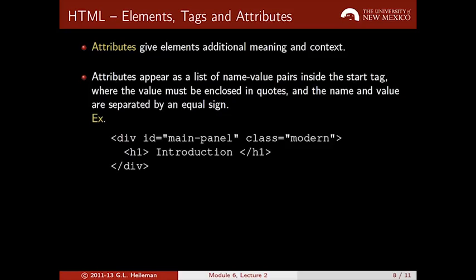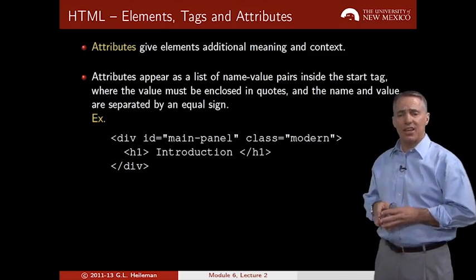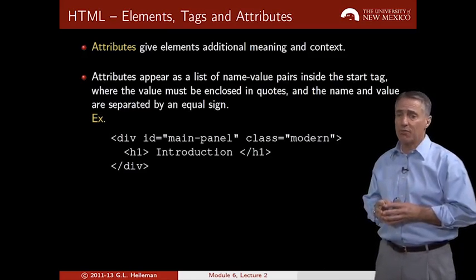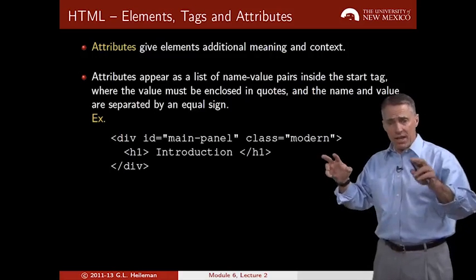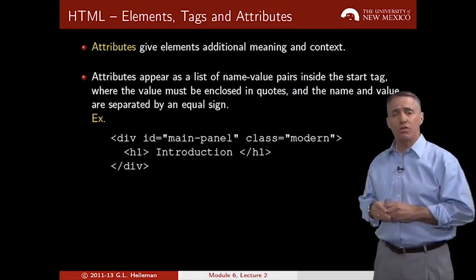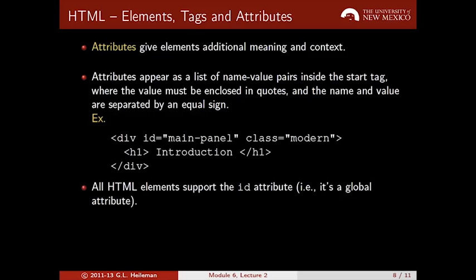So here's an example. You've already seen one. This is the same one as before, but I've added one more attribute here. We've got the div, and then the attributes here are an id attribute and a class attribute. It's a list, and there are no commas between the elements in this list. The first element in this list is id equals, in quotes, main panel. The second element of the list is class equals, in quotes, modern. And again, we'll use these attributes to help style these elements later on. But the important thing to recognize here is that those are HTML element attributes.